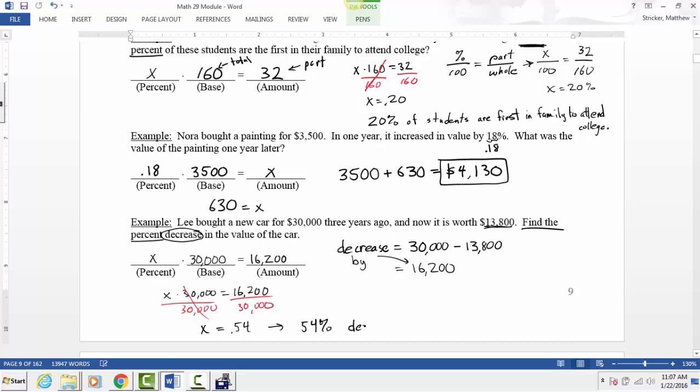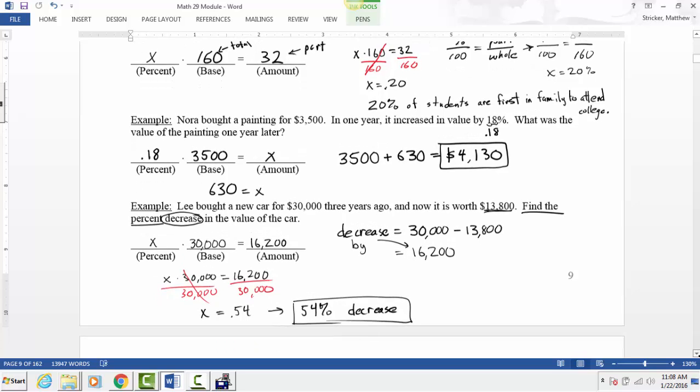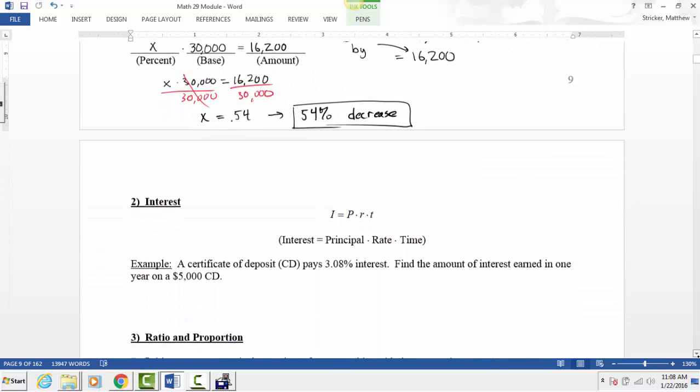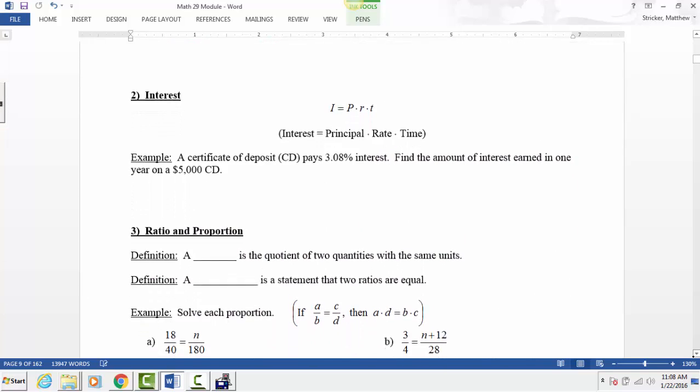decrease, which is the reason why I say not to buy new cars, because in 3 years the value of that car decreased by 54%. They decrease most at the beginning of their life. Alright, let's move on to interest. And we're just going to be talking about simple interest here at the beginning of class. As we move to the end of the course, we'll start talking about compound interest. But right now, we just need to know this formula. Interest equals principal times rate times time.